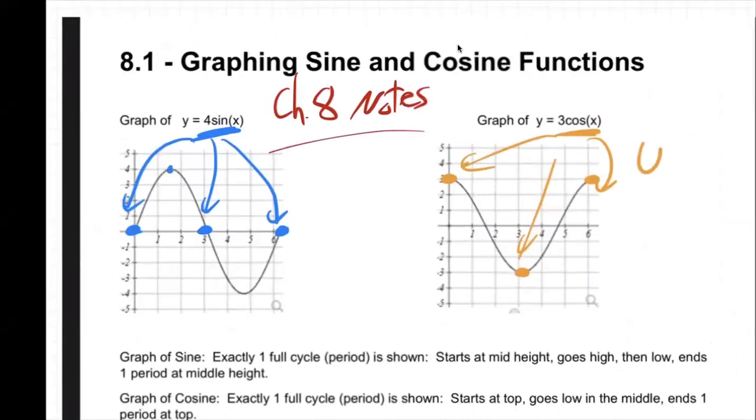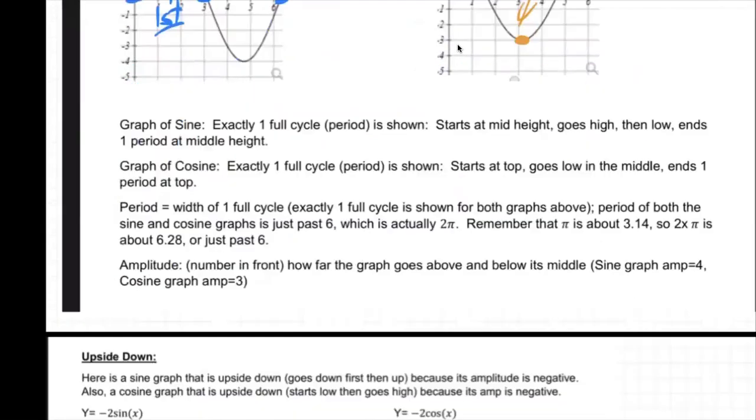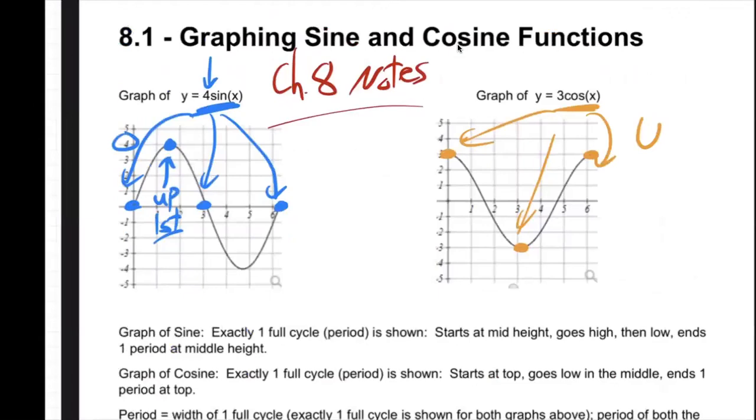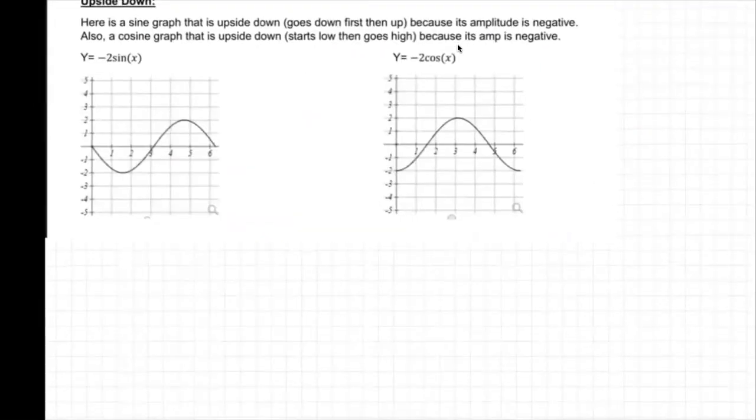So the sine goes up to 4, because that's the number in front. It's called the amplitude. It goes up first to 4, because this is a positive 4. Now this one is a -2. So notice it'll go down first.